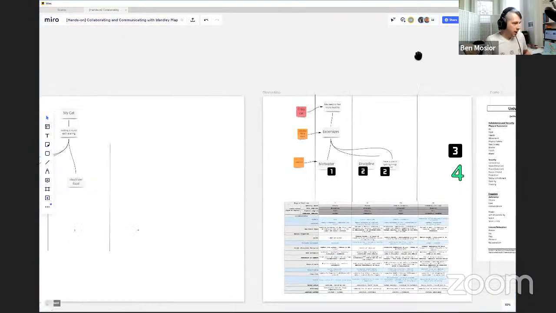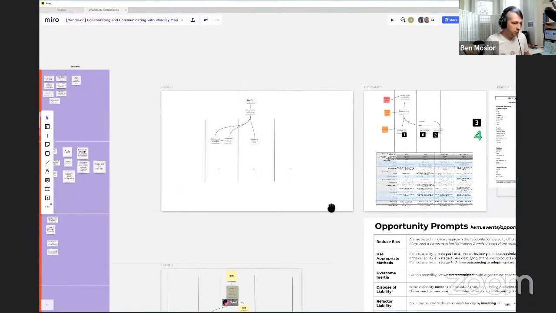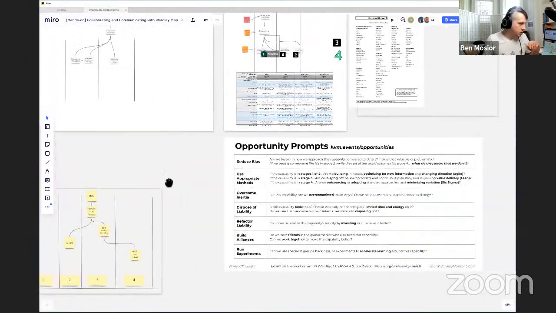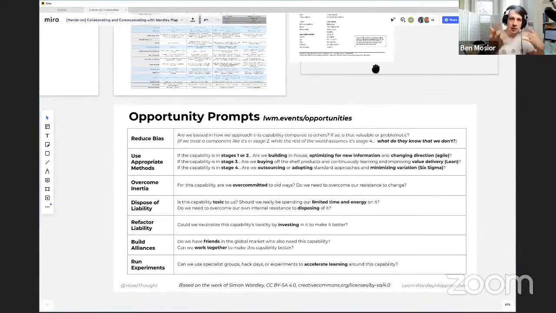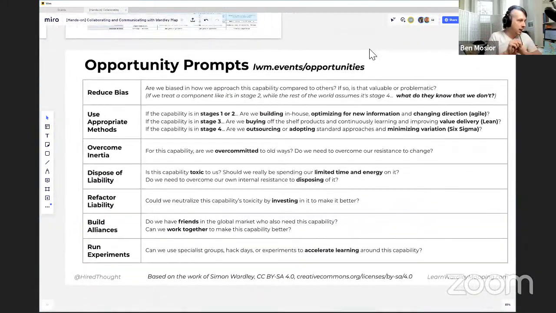You can get this table at lwm.events/opportunities. It's just a list of prompts, basically, things that you can ask your map to interrogate your map, and hopefully get interesting answers that send you on some interesting adventures. This is the opportunities prompt table. It's basically derived from Simon's climate, doctrine, and leadership tables. If you're following along from reading the book, it's just some of those things handpicked, turned into questions.